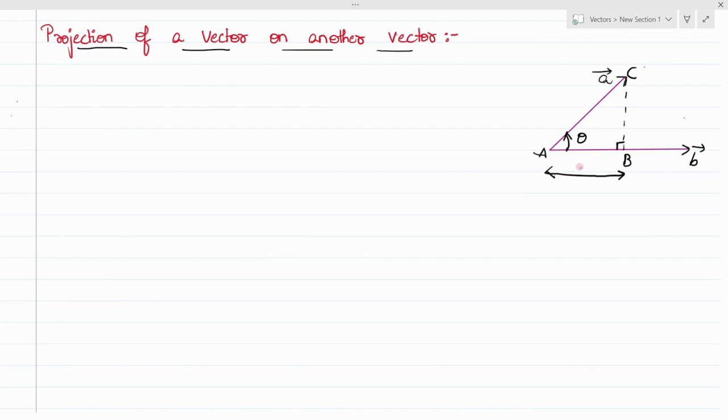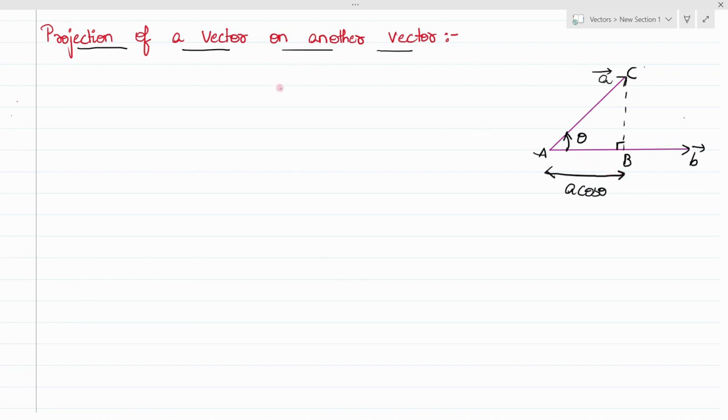Now this AB is called the projection vector of A on vector B. Now how to find this value? How to find AB? Now A vector can be split into two parts, that is horizontal and vertical. In horizontal, we can write it as A cos theta. This is the required projection, or the length of the AB over here.